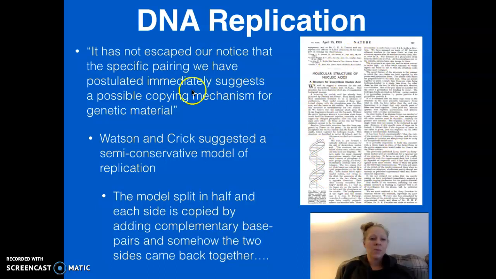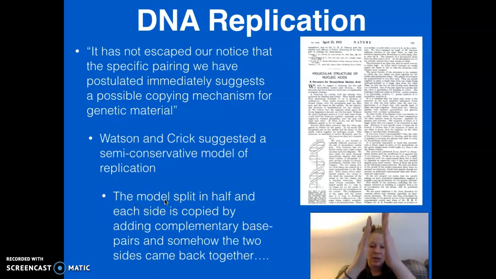At the end of the paper they wrote, "It has not escaped our notice that the specific pairing we have postulated immediately suggests a possible copying mechanism for genetic material." So even just the way it's made, it screams out that there's a copying mechanism. And so they proposed that the model was split in half.